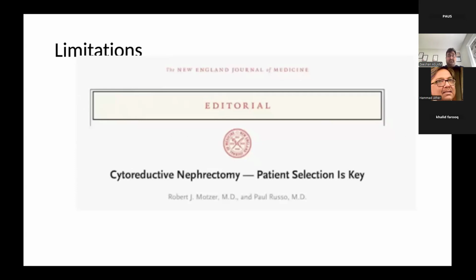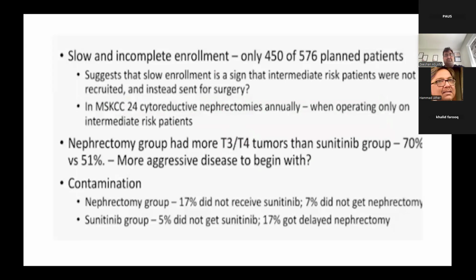So this was a study, when I talk about analyzing the data. This was after the CARMENA trial by Robert Motzer, the MSKCC group, who have done a bit of analysis of the CARMENA trial. It's a brilliant trial, absolutely very useful, but the recruitment has been slow and only 450 out of 576 planned patients were included.